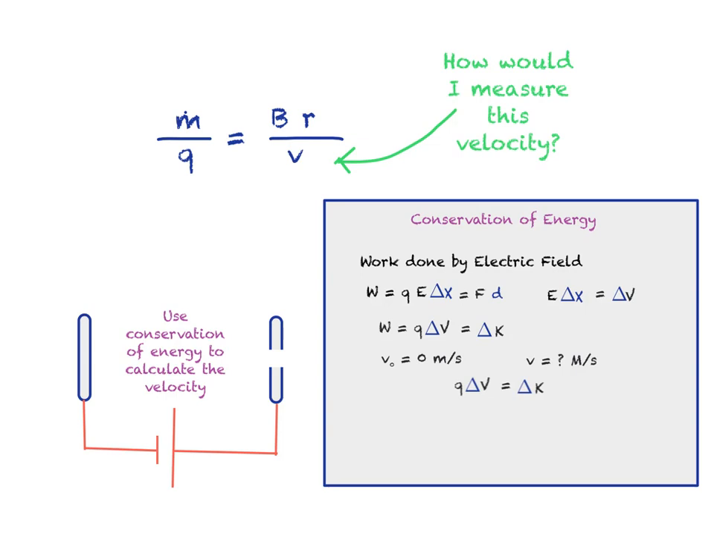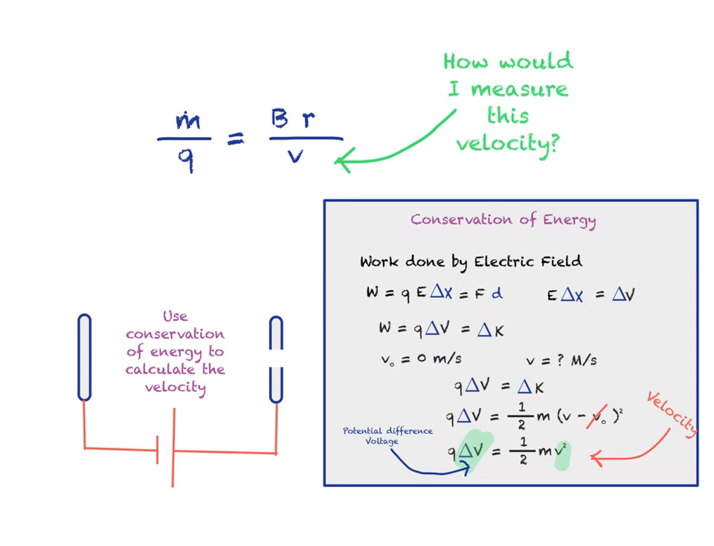I can then expand delta K to be 1/2 m times (V final minus V initial) squared equals Q delta V. Now I know that V initial is 0, so really what I'm saying is 1/2 m V final squared equals Q delta V, and I'm solving for this V final. That will then become the initial speed that it enters the magnetic field with. Just be careful here that you don't mix up this delta V with the V over here, because one is for velocity and the other one is for potential difference, or voltage.